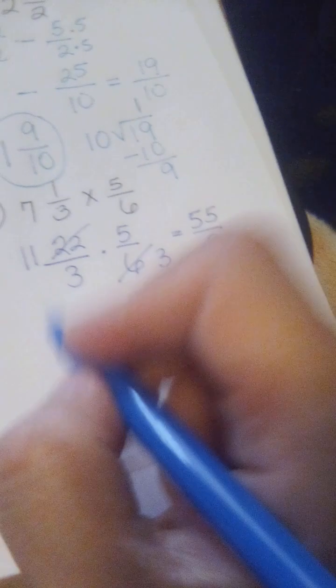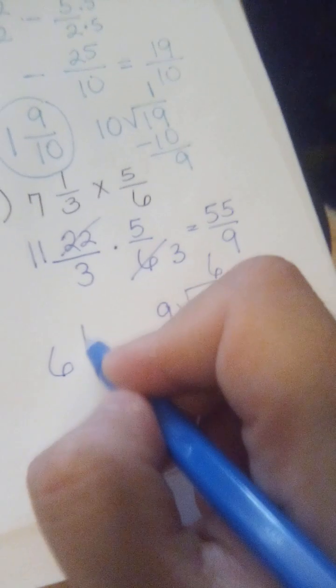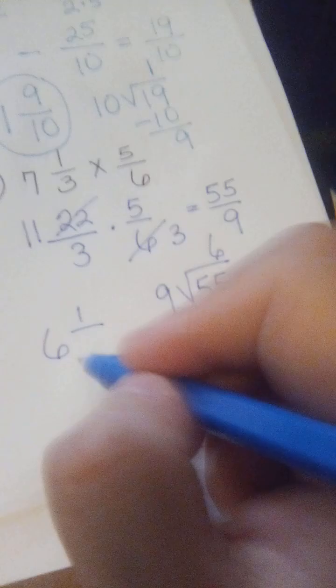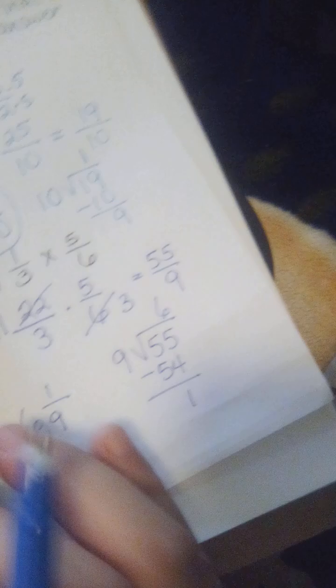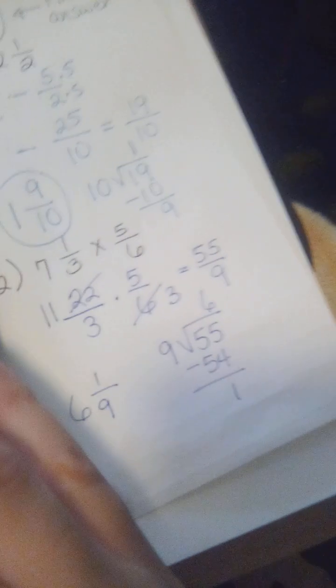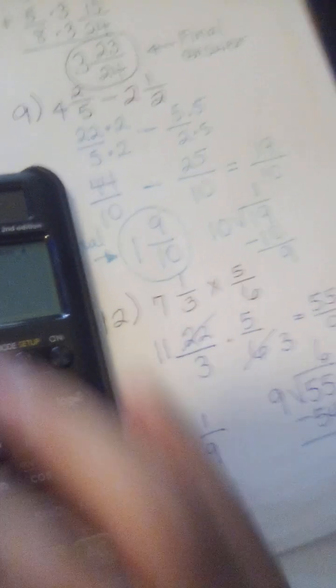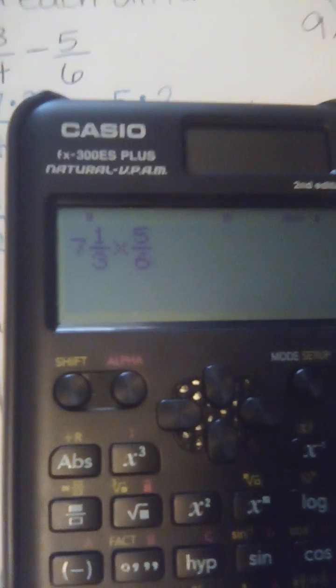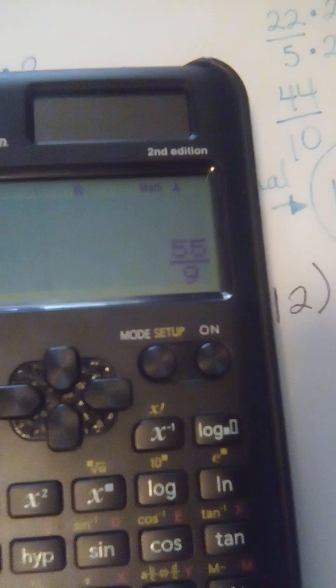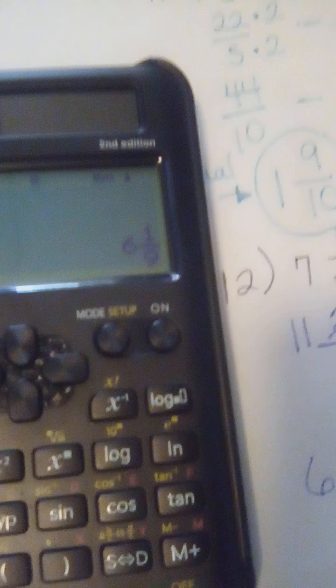The whole number goes in first, which is a 6. And the numerator goes on top, which is the 1 left over, the remainder. And the 9 goes as the denominator. Let's check it out. 6 and 1/9. Okay, this is it. That's the improper fraction. 6 and 1/9. It does match. So that is the final answer.